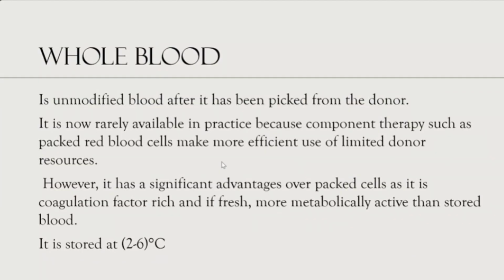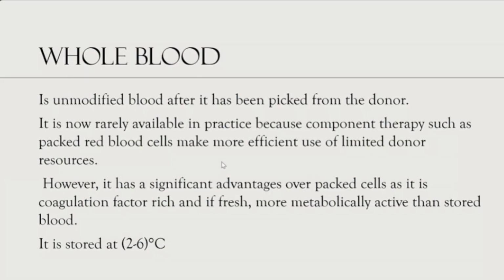So we go to the whole blood, still under these components of blood. So we are going to break them down. So we are starting with whole blood. Whole blood is unmodified blood after it has been picked from the donor. Before you separate it, when it's still whole, that is whole blood.